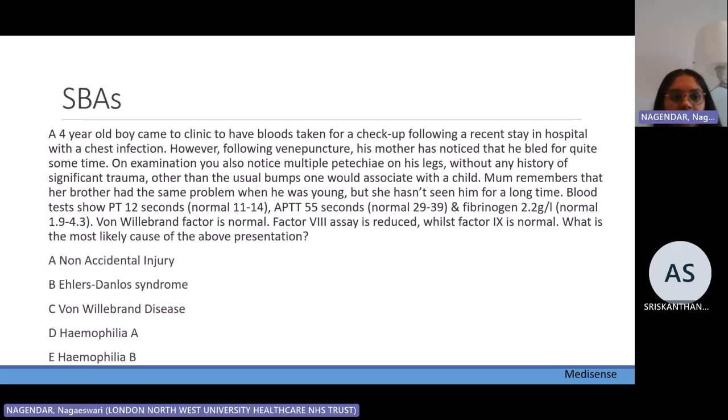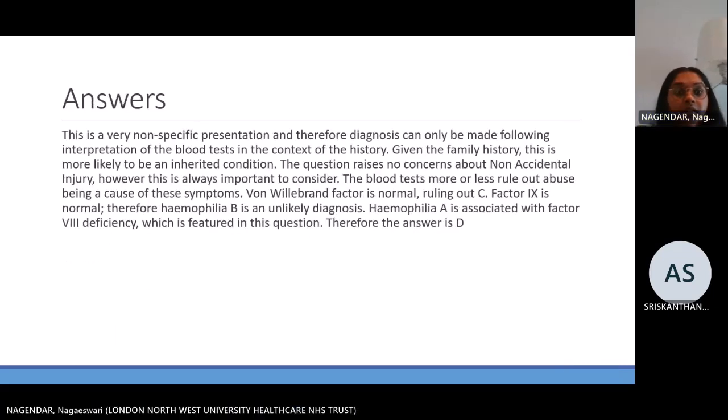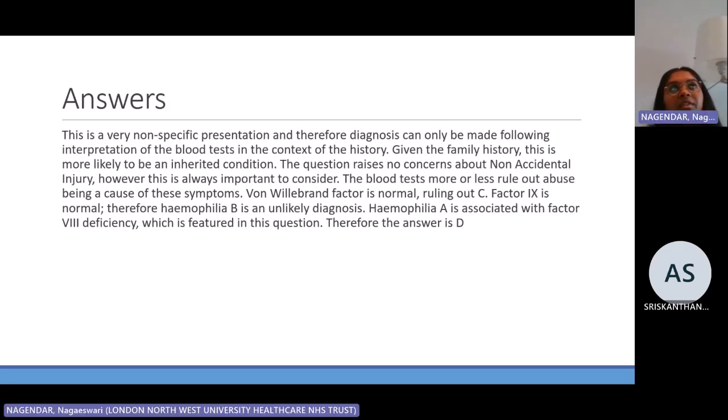Okay, so we'll just show the answer. So it would be Haemophilia A in this case. So we'll just talk through it. This is a non-specific presentation, so this is why you need the blood tests. Given the family history, this is more likely to be an inherited condition. It is always important to consider non-accidental injuries, but typically kids who present with non-accidental injuries might be more likely to have bruises rather than petechiae. The blood tests more or less rule out abuse being a cause of these symptoms in this case.